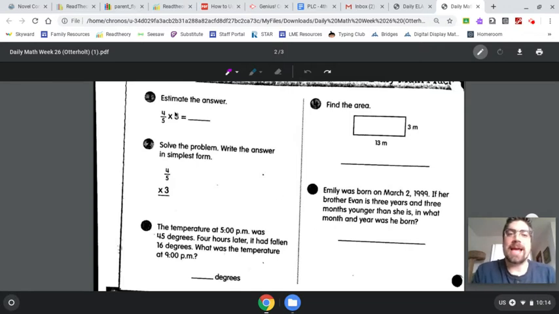It says to estimate the answer 4/5 times 3. All right, I remember what estimating means. It means we can round the numbers first. This problem's a little bit different, though, because we haven't had to work with rounding a fraction to do the work. I'm hoping you guys were able to make your connection here.